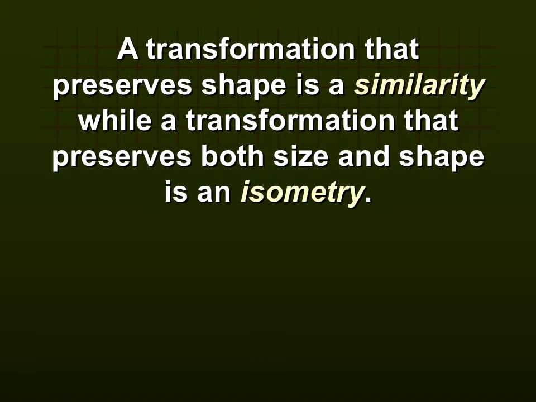A transformation that preserves shape is called a similarity, okay? While a transformation that preserves both size and shape is an isometry. So let's say you have something and the distance is not preserved, right? Distance is not preserved. However, the shape is still preserved. Well, it's not going to be an isometry, but it will be a similarity because the shape was preserved.